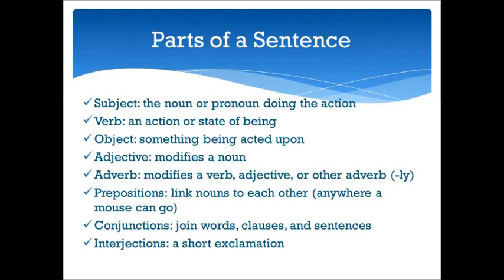So prepositions link nouns to each other. It's a little bit vague, but I like to think of prepositions as anywhere a mouse can go. Again, this isn't a hard and fast rule, but it helps me to remember what kind of words prepositions are. So words like under, over, around, through, on, in, those are all prepositions. They're all, of course, places a mouse can go. And that's how prepositions link nouns to each other. If I say the mouse ran under the log, that tells us the relationship between those two nouns and how they work together and what relationship they had there.